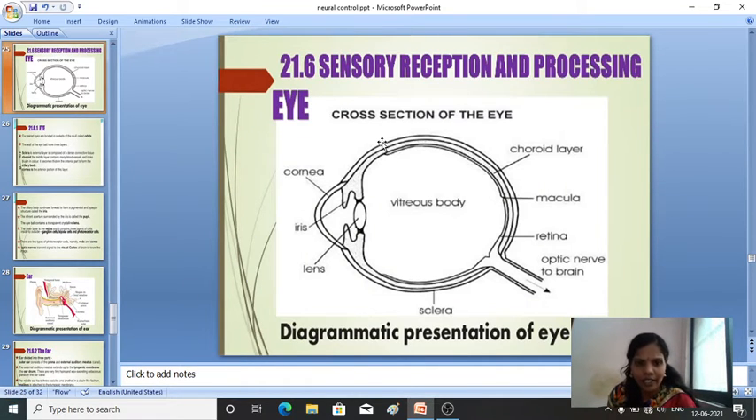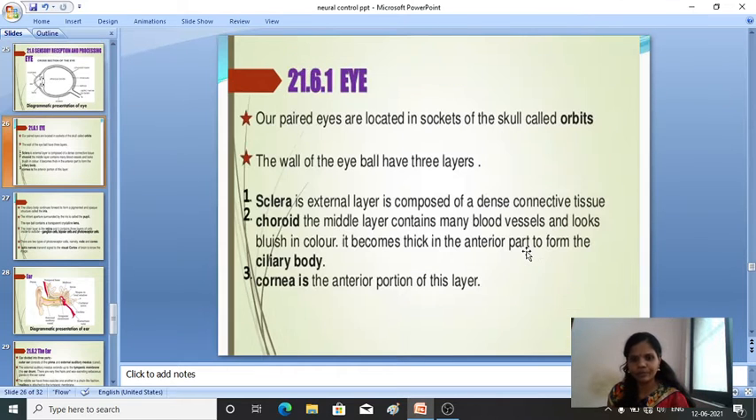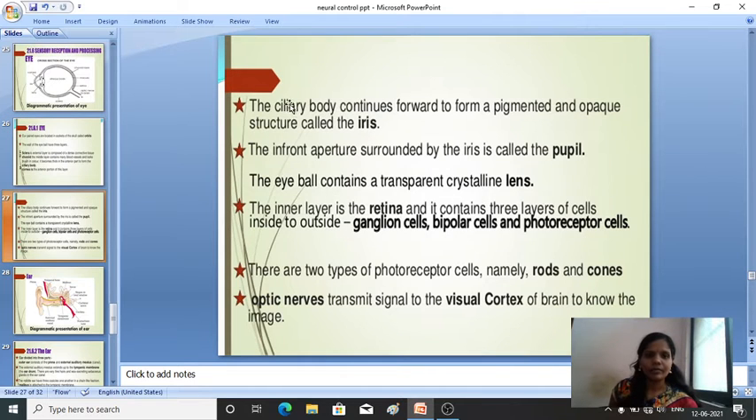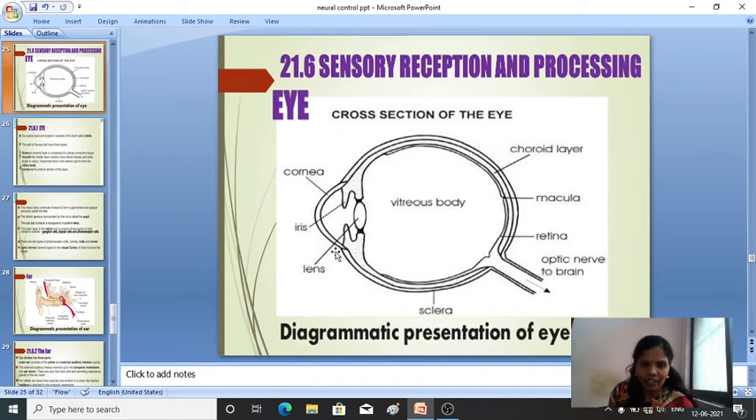Here you can see this is the cornea, this is the iris, lens, vitreous body, and this outermost layer is the sclera, this is the choroid layer, and this is the retina of the eye. Sclera, choroid and cornea. Next, the ciliary body extends forward to form a pigmented, opaque structure which is called the iris.